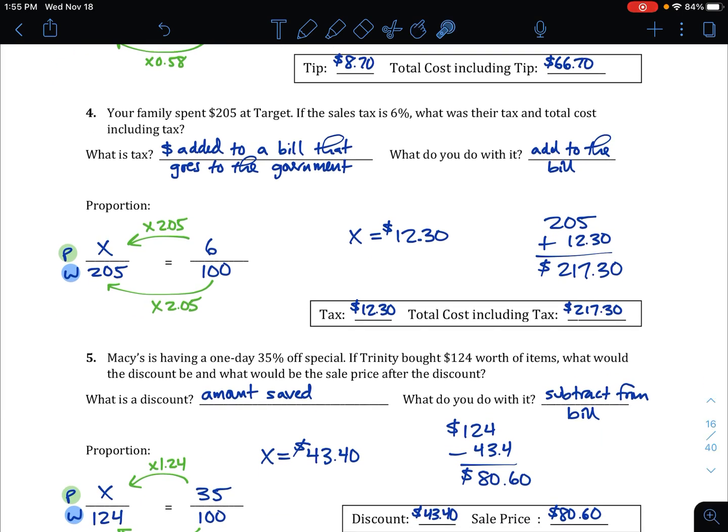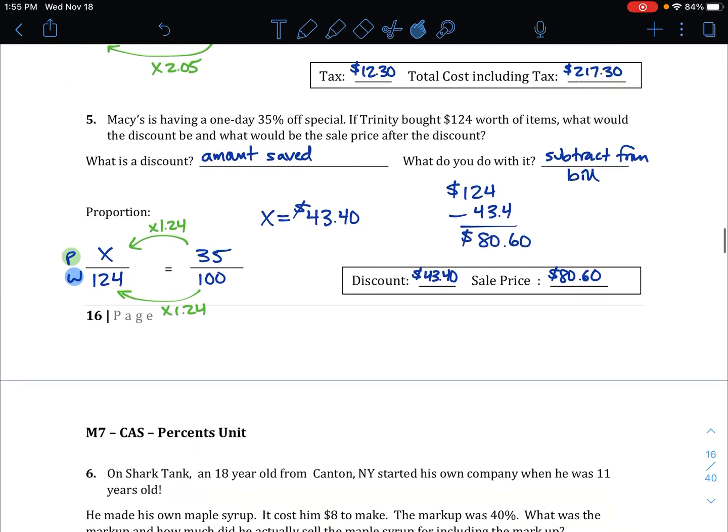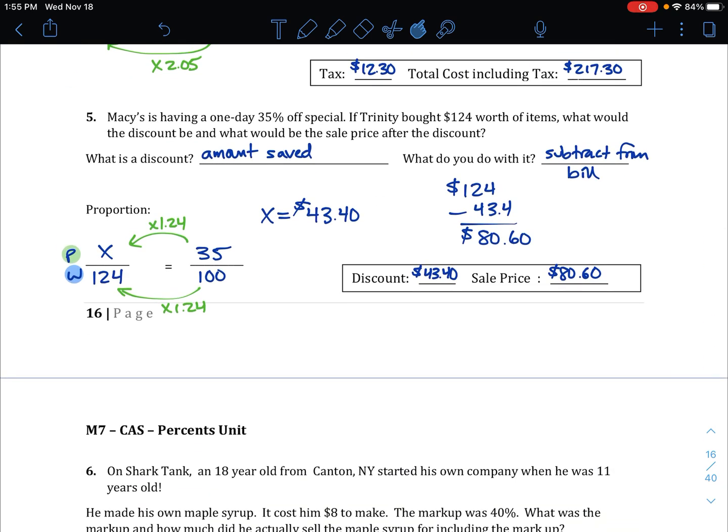And then for tax, very similarly, we're going to add that on as well. Again, the percent is always going to be out of 100 on one side of your proportion. It could be either side, but as long as it's got percent out of 100. And the $205 total would again go on the bottom, looking for the x, which is the part, which was the 12.30, and then our total was putting it all together.